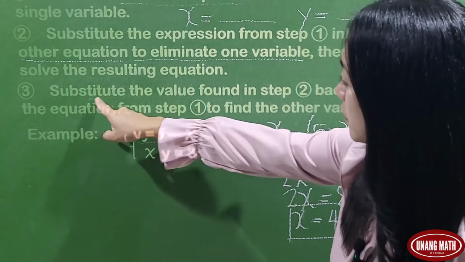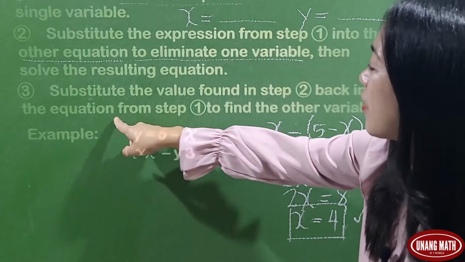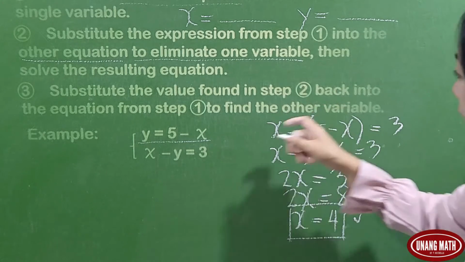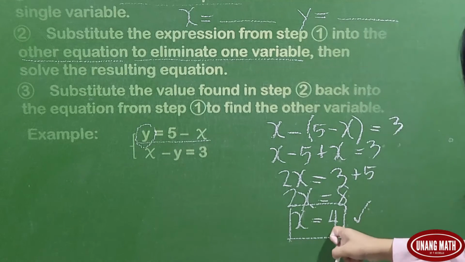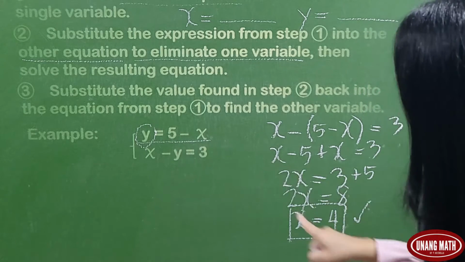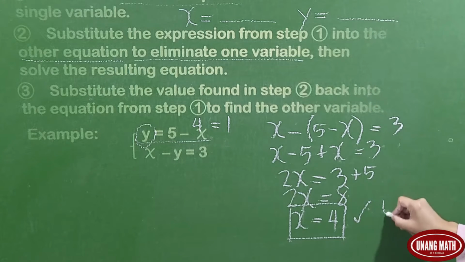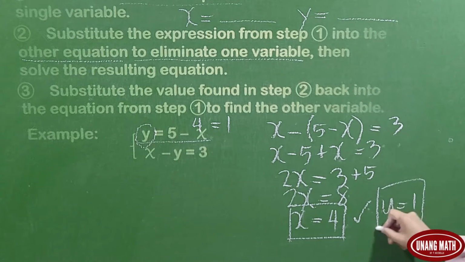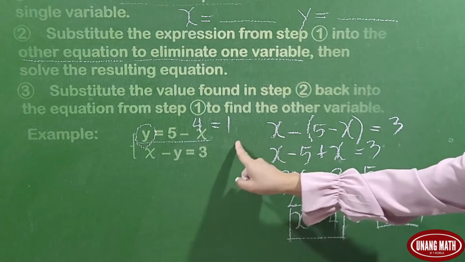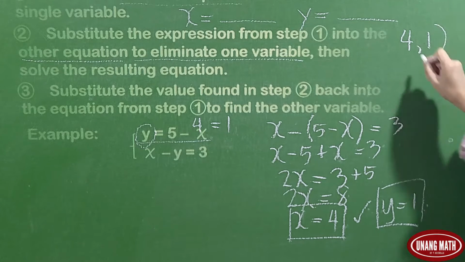Okay, we are going to substitute the value found in step 2, or this value, back into the equation from step 1 to find the other variable. The other variable is y. So we will substitute this value in this equation. So y is equal to 5 minus x. x is 4, so it means 5 minus 4, then y is equal to 1. It means the solution to this system of equations is this ordered pair (4, 1).